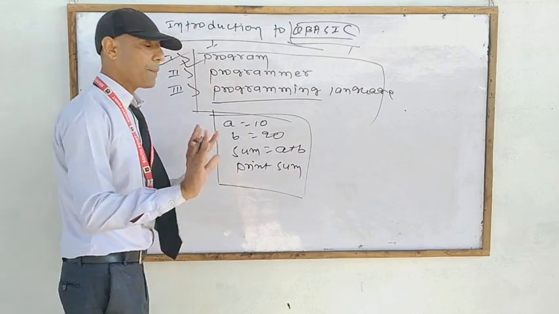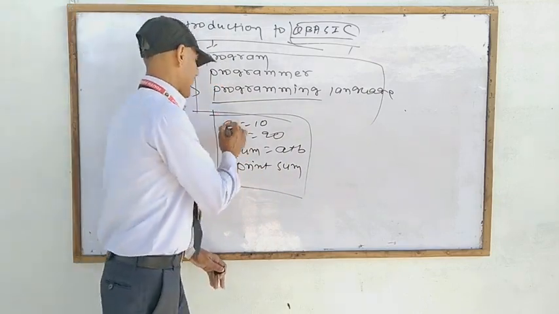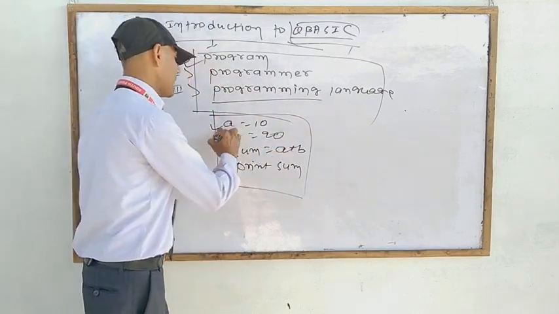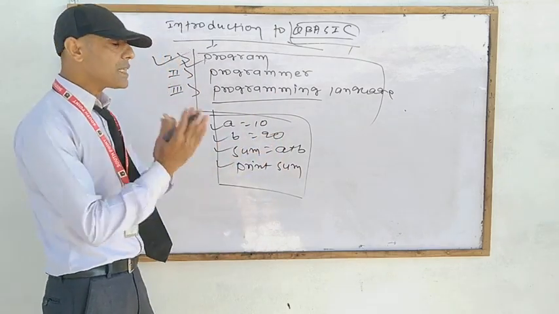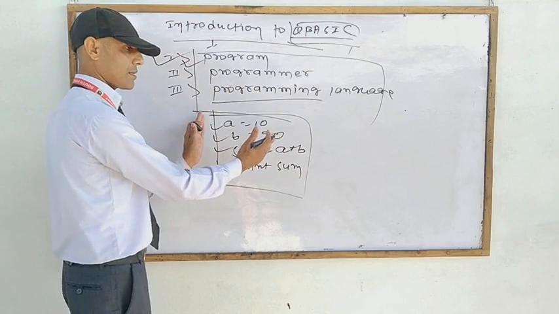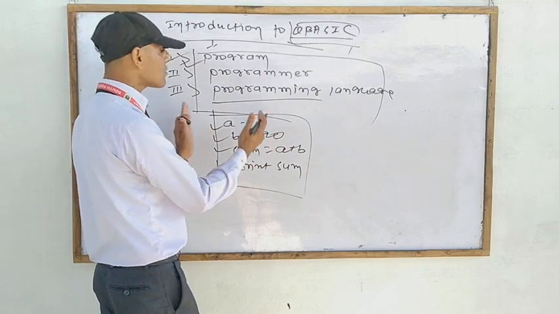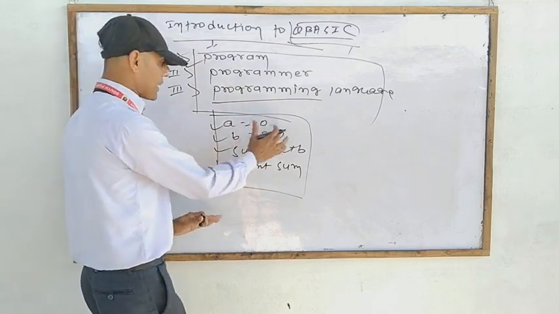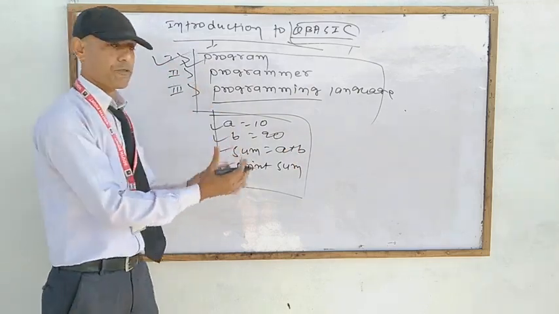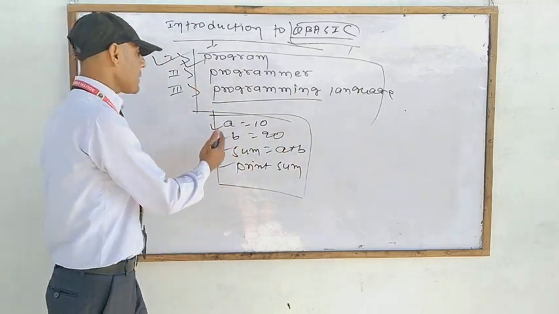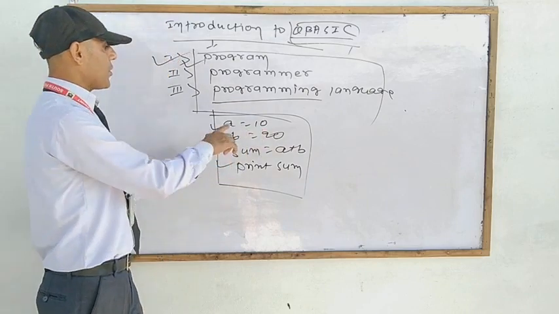Another program: if the value of A is 10, the value of B is 20, sum equal to A plus B, print sum. We have to think about the contents. This is the instruction. This is the code. A equal to 10 is a bundle, a packet, similar to a discrete packet. A equal to 10, B equal to 20.